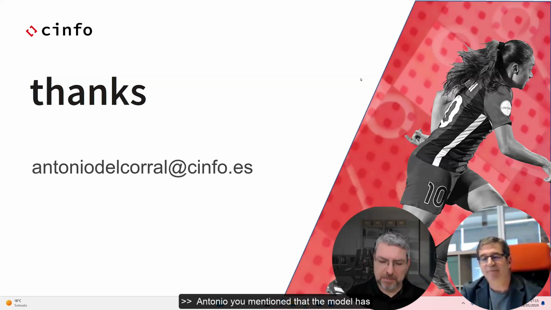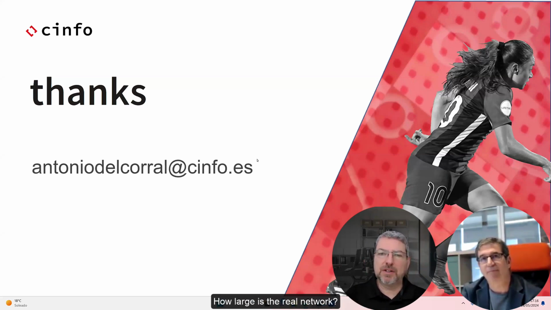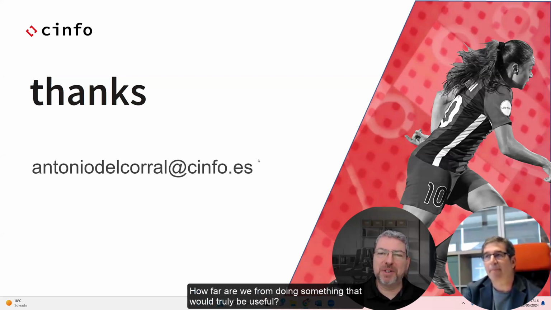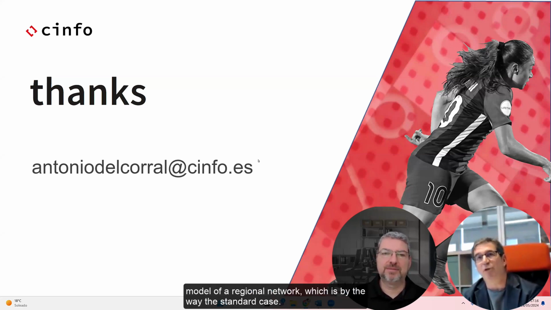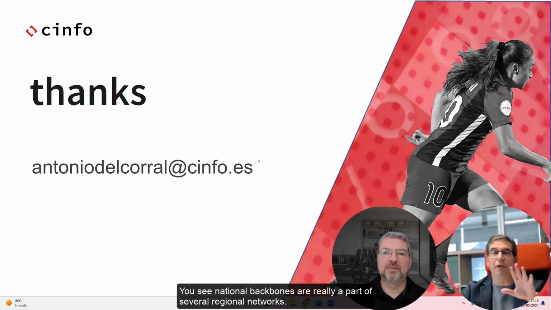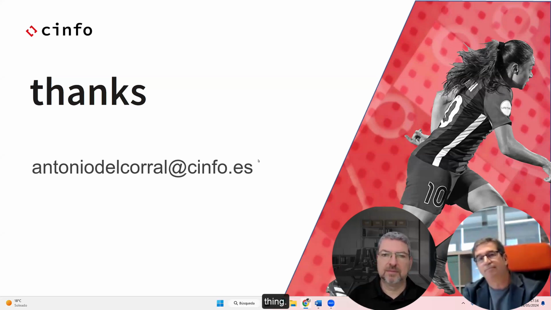Antonio, you mentioned that the model has 46 nodes. How large is the real network? How far are we from doing something that would truly be useful? Well, I think we are about 10% with this toy model of a regional network, which is, by the way, the standard case. You see, national backbones are really a part of several regional networks. So when you model a regional one and another regional one, maybe you are close to the whole thing.